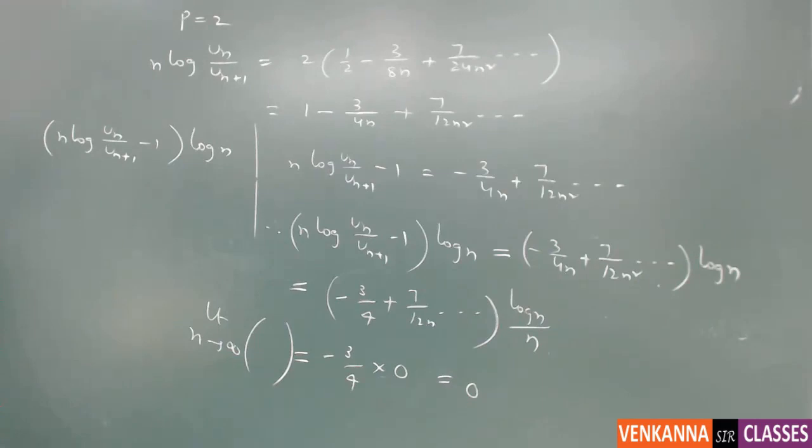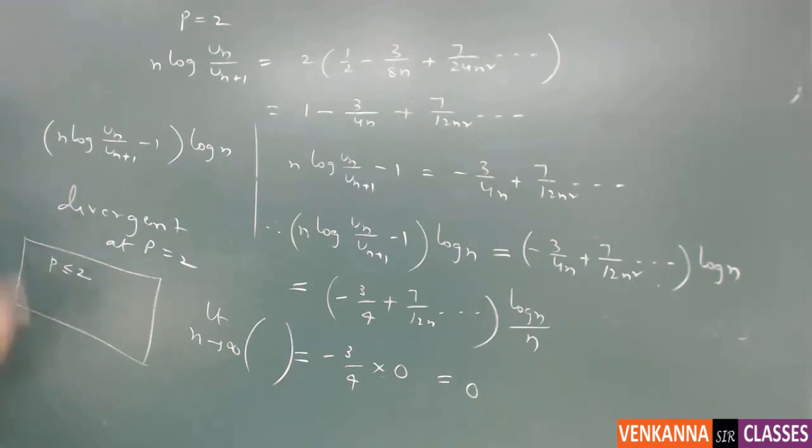So please check the limit condition again. Any questions? Since the limit value is less than 1, by the second logarithmic test, it is divergent at p equal to 2. So what is the overall conclusion for the problem? For p less than or equal to 2, divergent; p greater than 2, convergent. That was the overall conclusion for the problem.